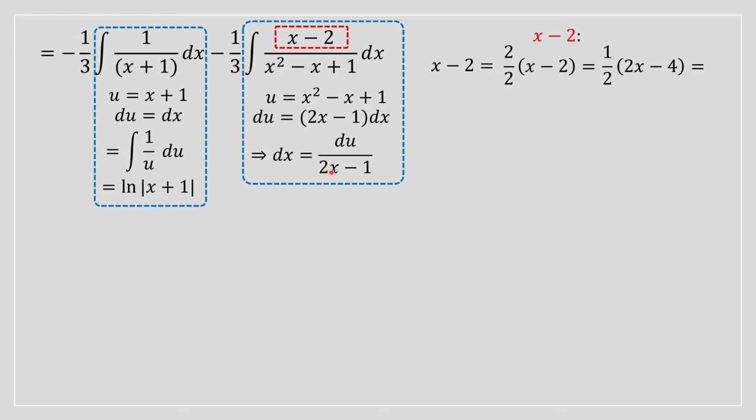We're looking for 2x minus 1, so there's one more manipulation you need to do, and that is 1 divided by 2, open bracket, 2x minus 3 minus 1. Now we can rewrite it as 1 divided by 2, open bracket, 2x minus 1 close bracket, minus 3 divided by 2. Notice straight away that this is the same as this, so we can apply the u-sub and cancel out the term.